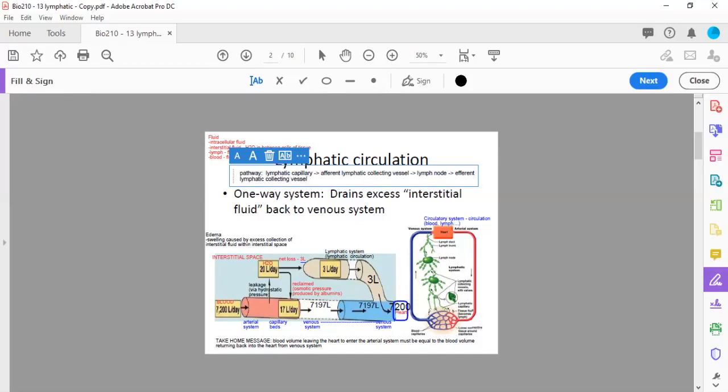Now, what comes next is going to be the lymphatic trunk. And what comes next will be the lymphatic ducts. And the ducts return the water back into the venous system, which is the vein. Okay. So this is the pathway of that.